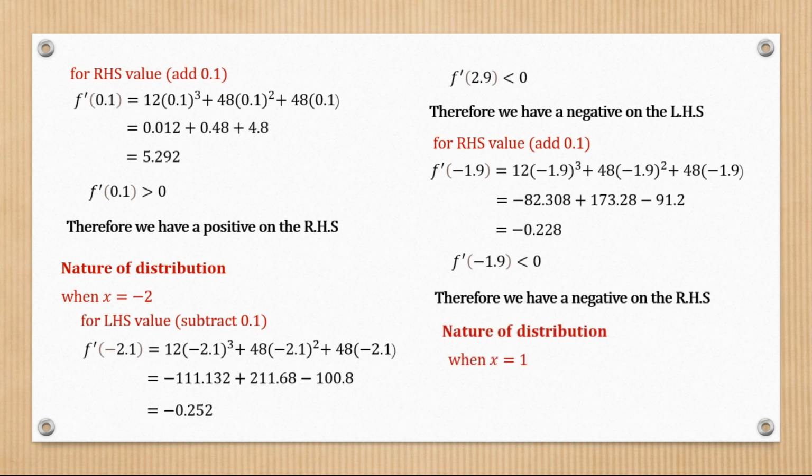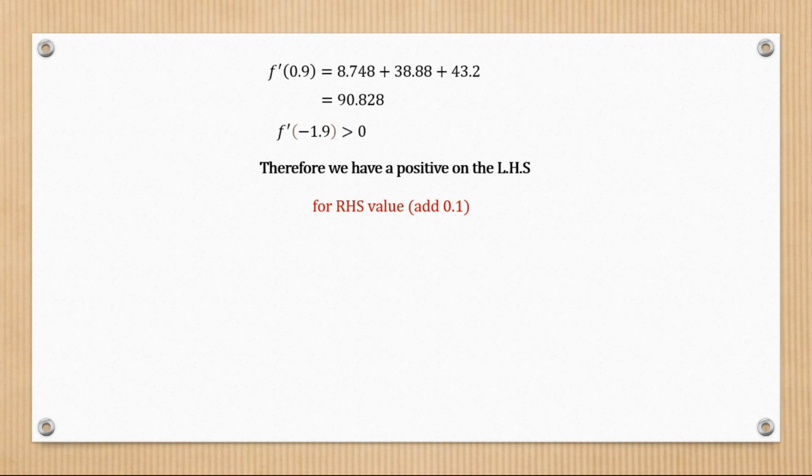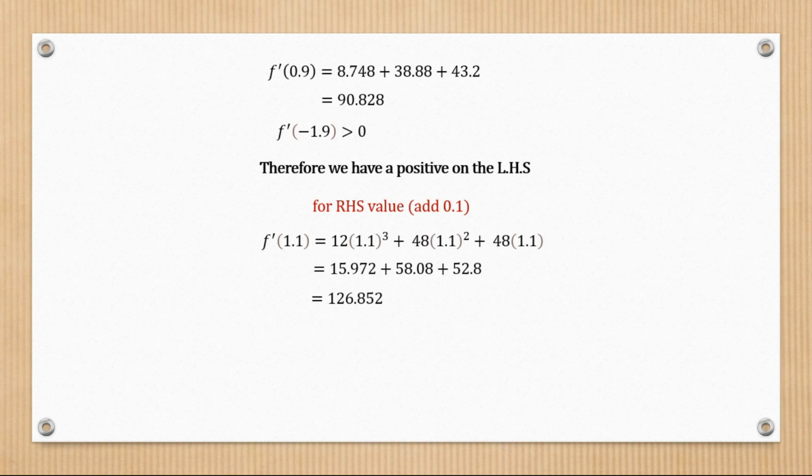Let's look at the nature of the stationary point when x is equal to 1. So for the left hand side value, I'm going to subtract off 0.1. Now 1 minus 0.1 will give me 0.9. So when I plug those in, I'll get 90.828, of which this value is greater than 0. So therefore we have a positive on the left hand side. Now for the right hand side value, I'm going to add 0.1. So I have 1.1. So plug that in, and I have 126.852. So this value is greater than 0, so therefore we have a positive on its right hand side.